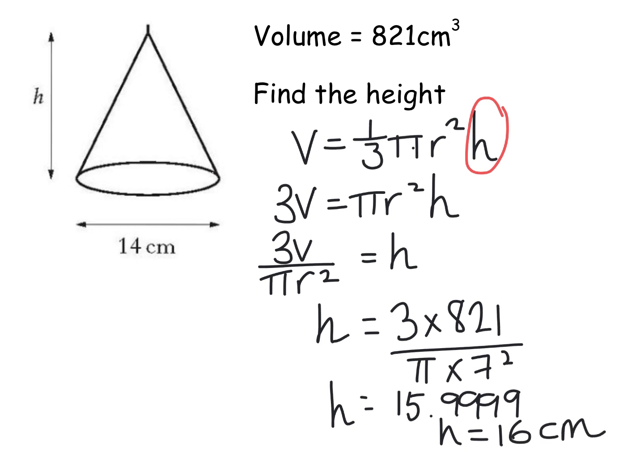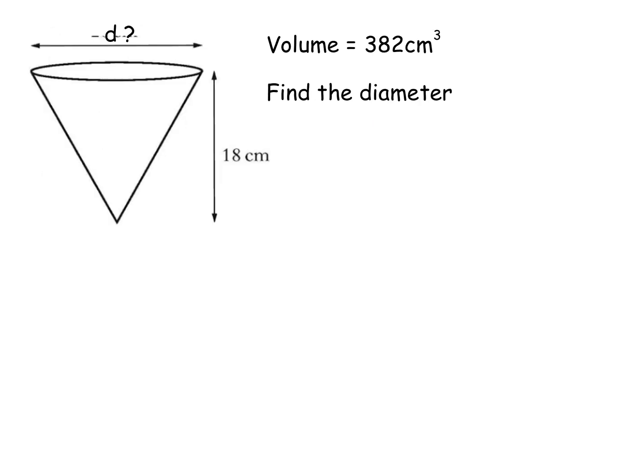Now remember, you can always check these when you're done. You can go back and plug the height back in and do a third times pi times 7 squared times 16. And you should get really, really close to 821. In fact, you should get 821 because that's the number I used to get my answers. So that's the simple cone. We have to get the height. This one is wanting the diameter, so effectively it's wanting the radius first.